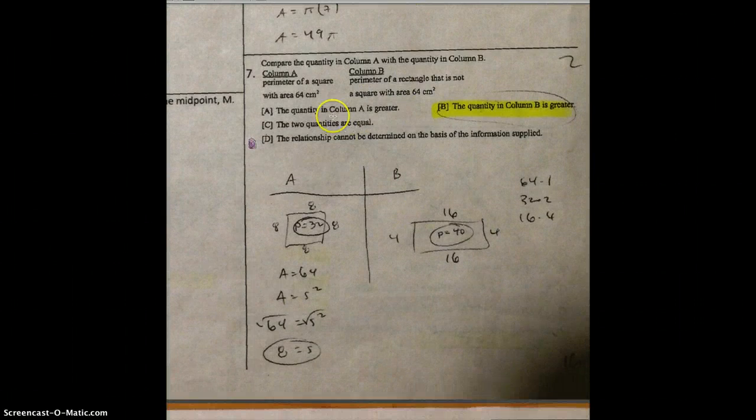Question number 7. Compare the quantity in column A with the quantity in column B. So you essentially have two problems. I call it A and B. This one says the perimeter of a square with an area of 64 centimeters. I know that in a square, all the sides are the same. They're all equal. So if the area is 64, the equation I can use is area equals s squared, and take the square root of both sides, and you get each side length to be 8. Now if I fill that all in, my perimeter is 32.